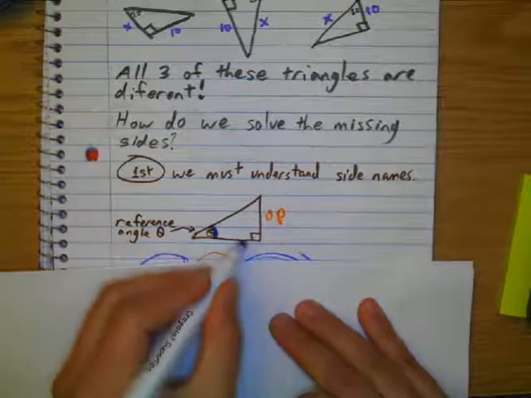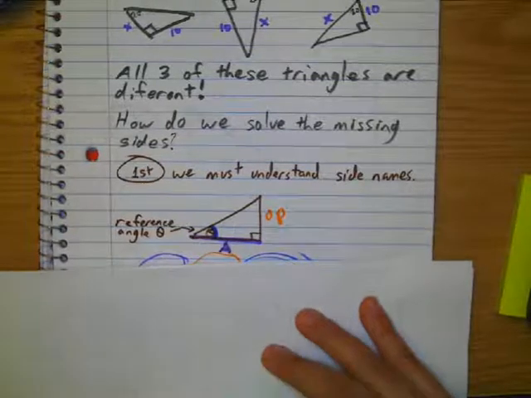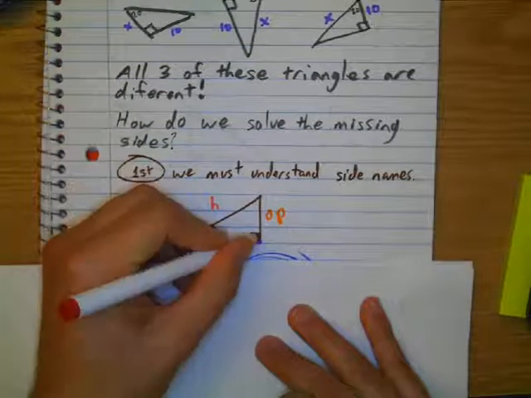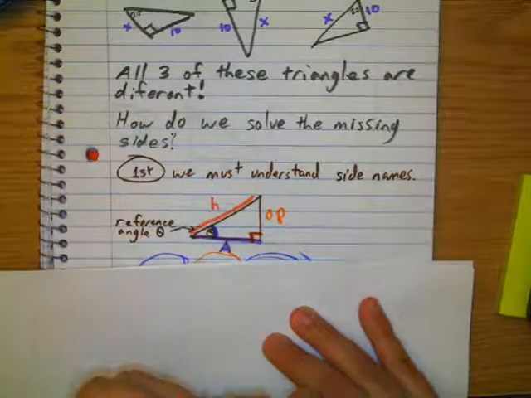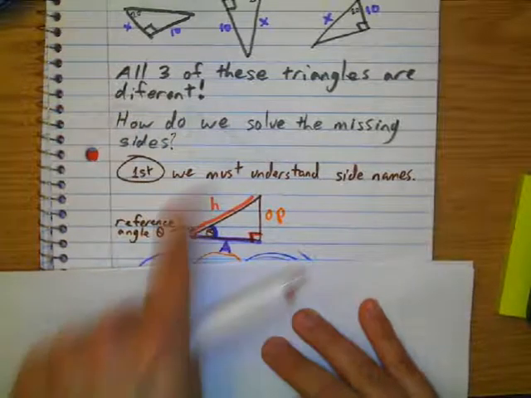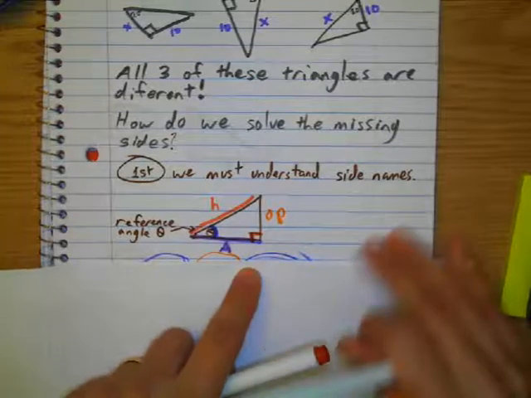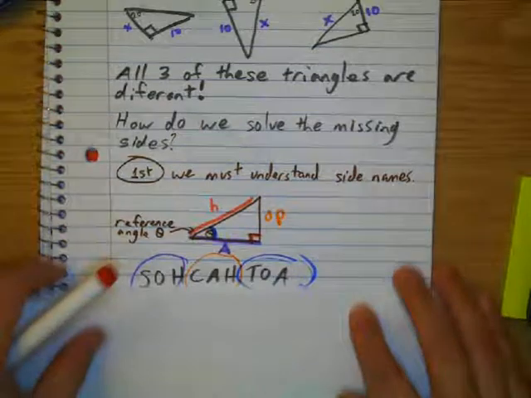I'm just going to label the adjacent side with an A. And across from the 90-degree angle is always the hypotenuse. So there's my 90-degree angle, so there's the hypotenuse. What we're going to be doing is labeling A, O, and H on our triangle, and that will help us figure out what trig ratio we're going to use.